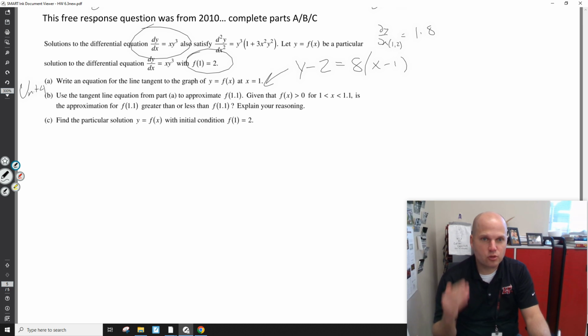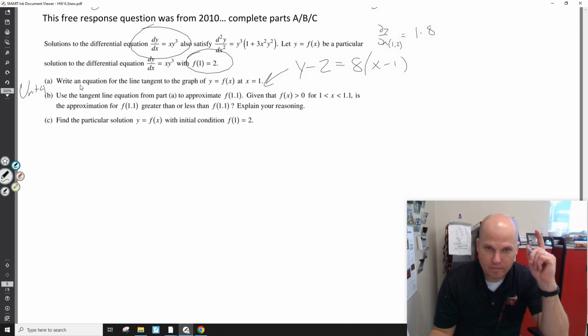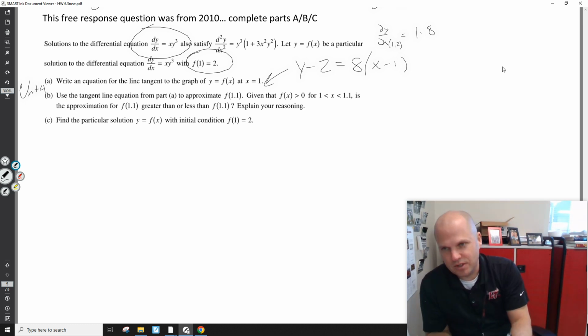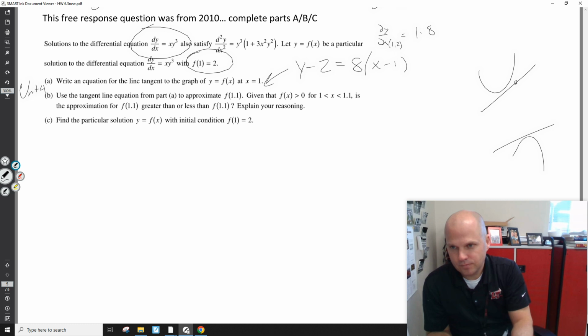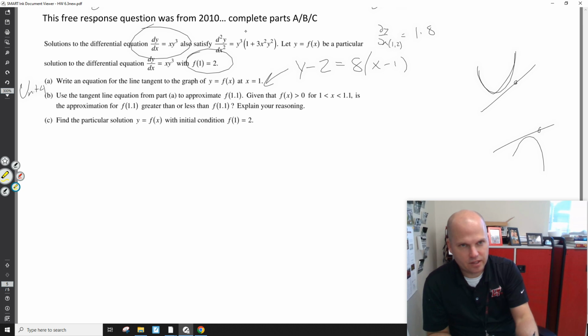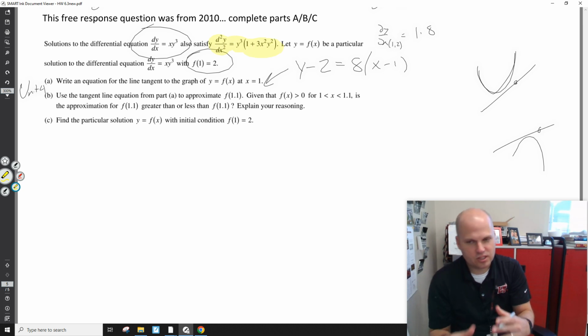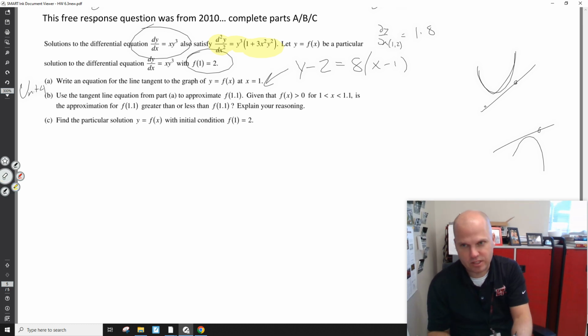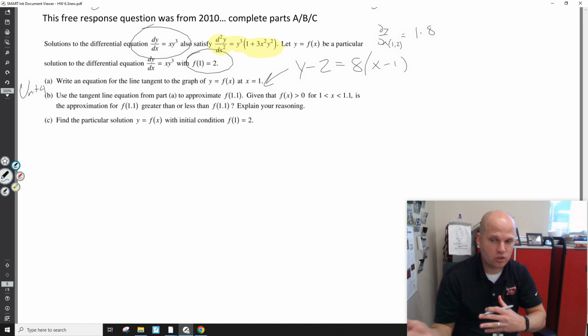Use the tangent line equation to approximate f of 1.1. Given that y is positive for x's between 1 and 1.1, is your approximation greater than or less than f of 1.1? This is the idea that you need to remember that lines on curves can be under or over the curve depending on the curve's concavity. What determines a curve's concavity? The second derivative. It's starting to build upon itself. The stuff we learned in the first semester is not going away, especially for the first lesson of Unit 7. Everything we learned in the first semester shows up on the first lesson of Unit 7.